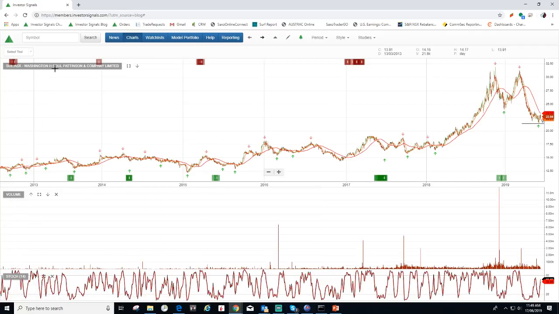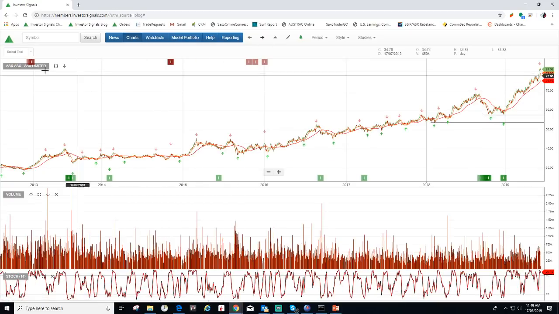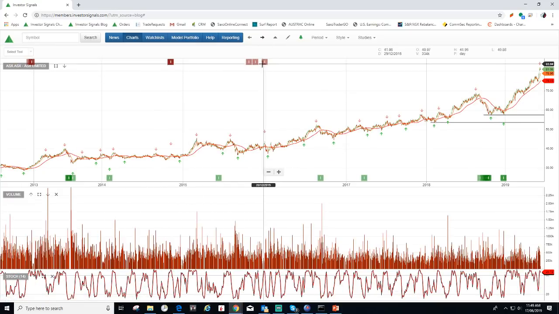Washington H. Soul Pattinson was originally added from the sell conditions into the buy conditions at around $16. We're slightly above that, back on support at around $20 at the moment. ASX Group has been one of the better performing stocks in the model. It switched from sell conditions into the first buy condition at around $47 back in 2016, and we're now pushing $81.